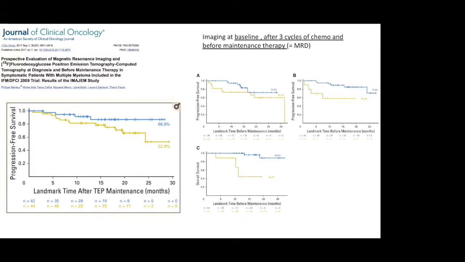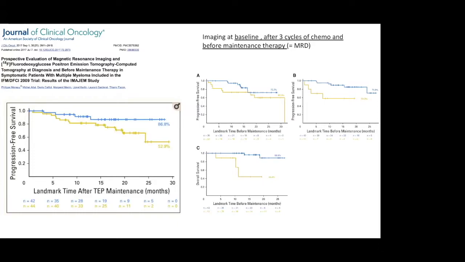And actually, there is no statistical difference between whole body MRI or PET at baseline, nor after 3 cycles of chemotherapy. But there is definitely a difference before maintenance treatments. So before maintenance treatment, this is the PET, it shows a better stratification in terms of survival outcome.